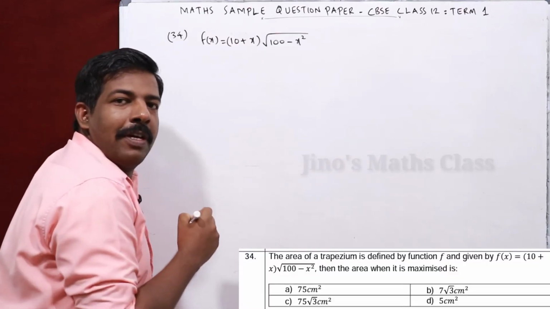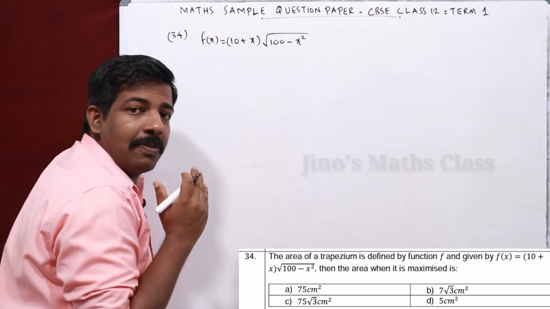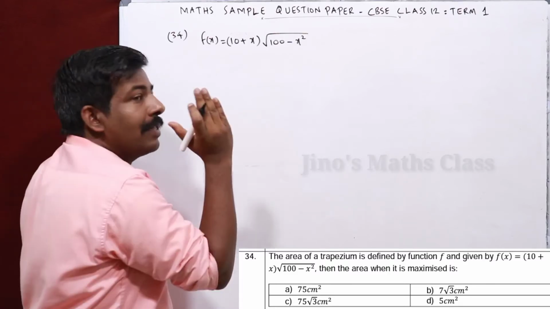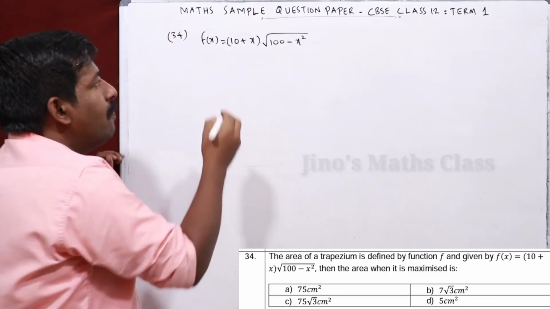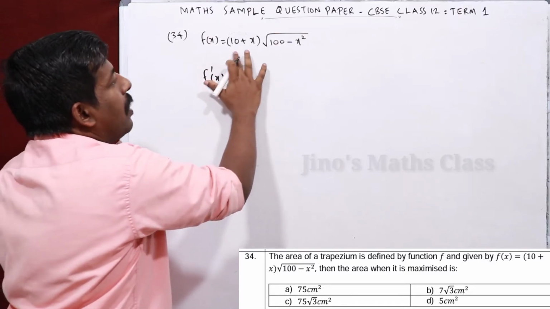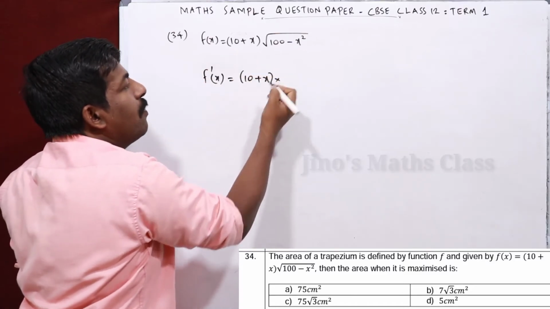Question number 34. Here we have to find the area of a trapezium when it is maximum, and the area is given as a function of x. That means here we have to maximize this function f of x. So for that we can find the first derivative f dash x. So here we have to apply the product rule. So at the time, first function into the derivative of the second function.